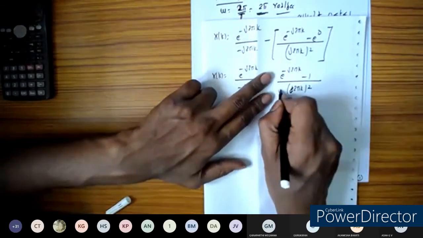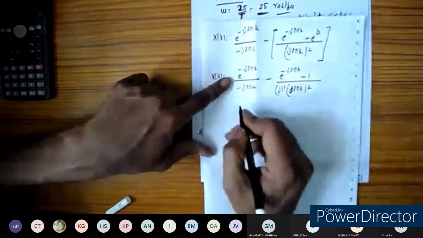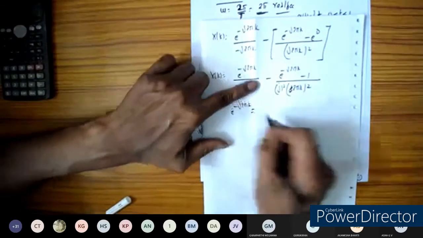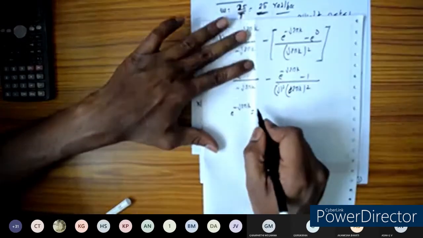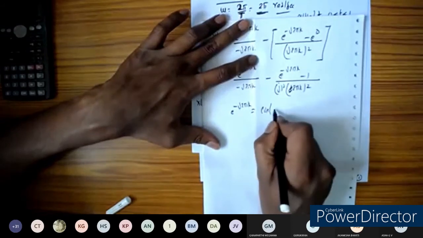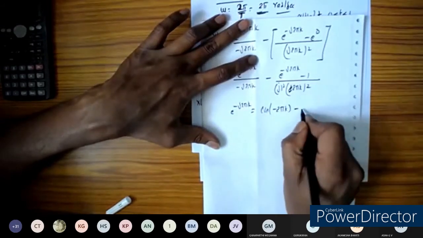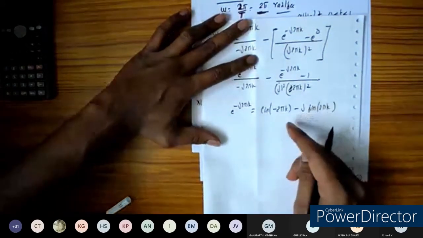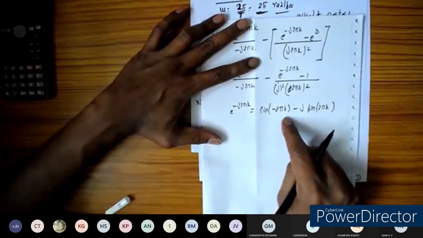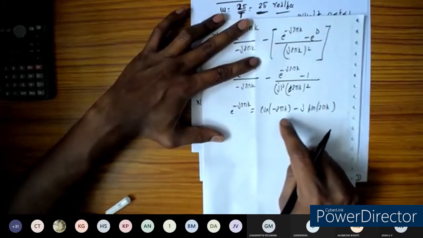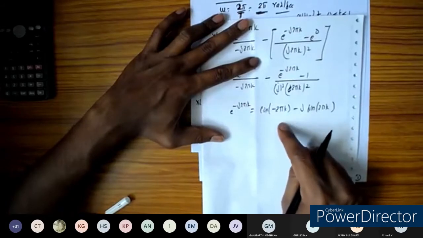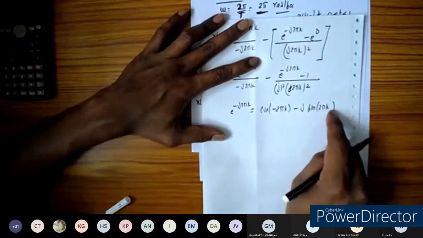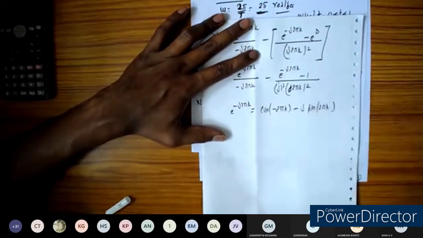You can substitute here. So j square, I am going to take it outside, and we have e to the power of minus j 2 pi k. This can be written as, e to the power of minus j theta can be written as cos theta minus j sin theta, so cos 2 pi k minus j sin 2 pi k. We get cos minus 2 pi k minus j sin 2 pi k here, or else we can keep it like this only, no problem.